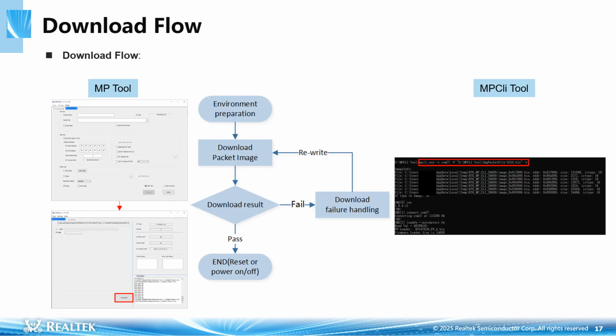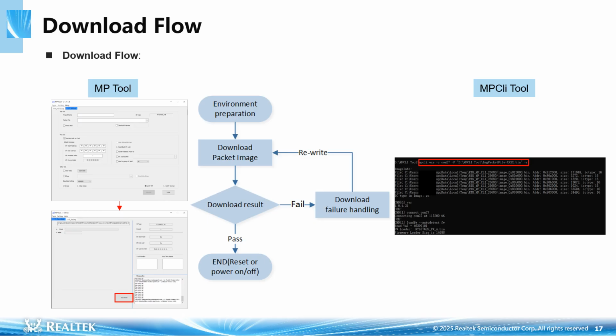The download flow in MP Tool's MP Mode and MP Client is as follows. Step 1. Users first prepare the download environment. Step 2. Then, the package file is downloaded. Step 3. If the download is successful, the process ends and the device powers off. Step 4. If the download fails, the operation can be retried.